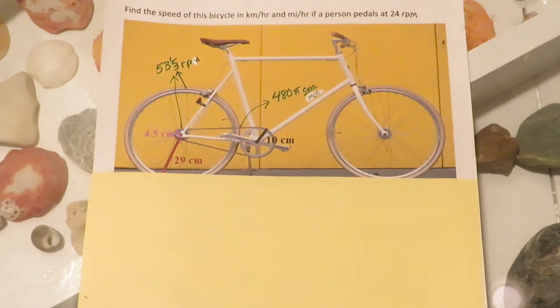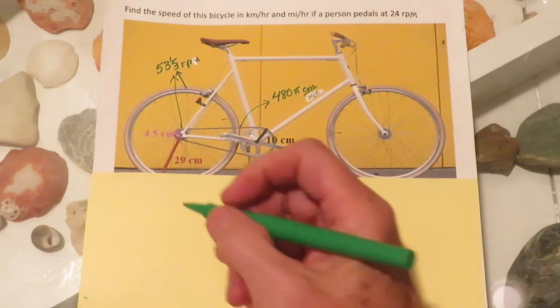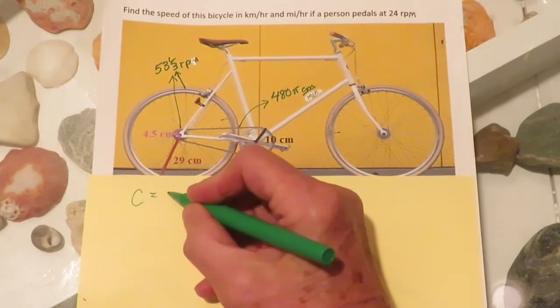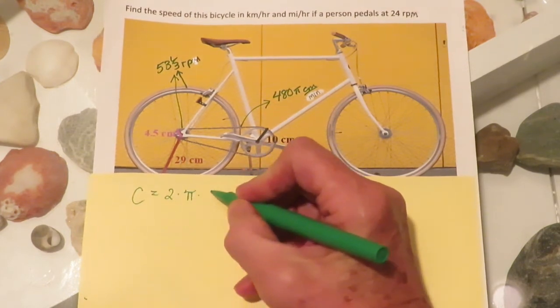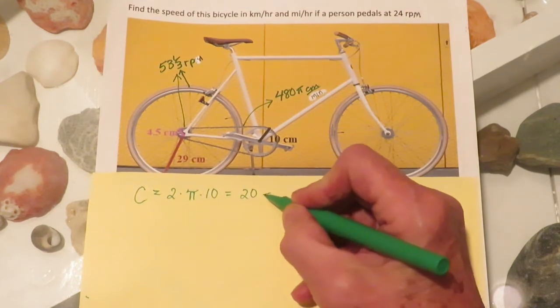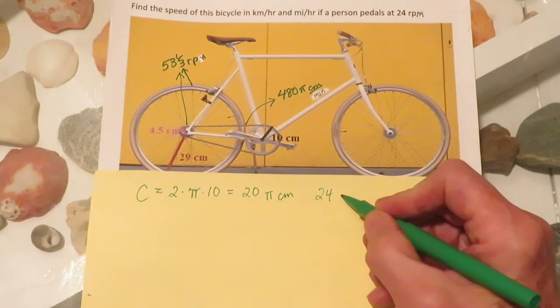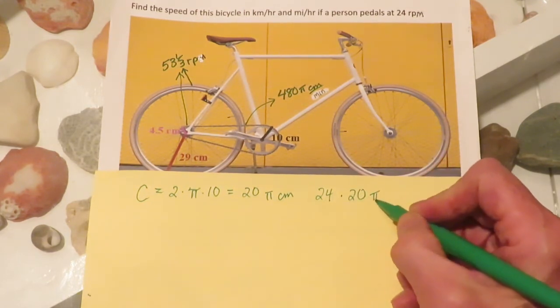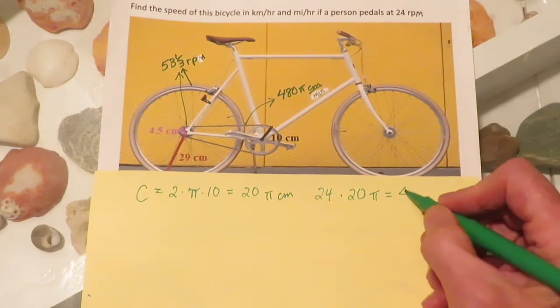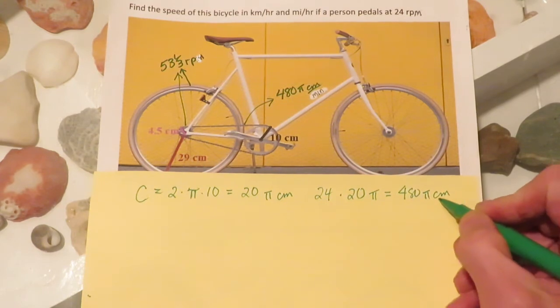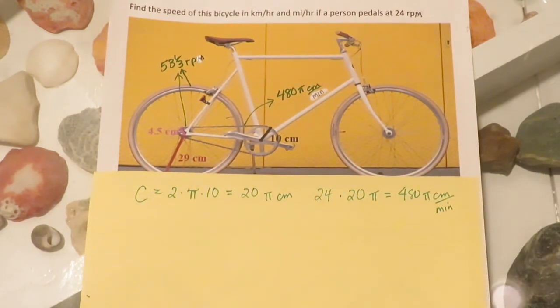For this particular bicycle, that gear has a radius of 10 centimeters. If a person is pedaling 24 revolutions per minute, or RPMs, that means that gear is going around 24 times every minute. The circumference of that gear is 2 times pi times its radius of 10, or 20 pi centimeters. So every time that gear goes around, it's tracing a circumference of that gear. So if it goes around 24 times, then it's tracing a length of 24 times 20 times pi, or 480 pi centimeters per minute. That is its linear speed.